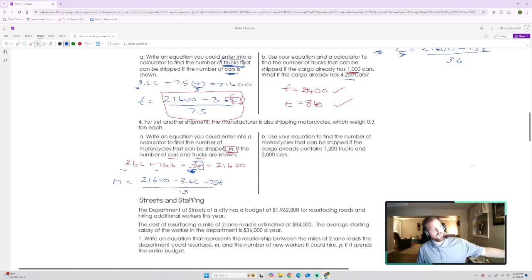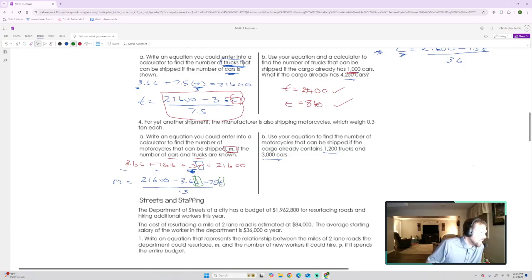And that will tell me the number of motorcycles, given that I know cars and trucks. Alright, part B says use your equation to find the number of motorcycles that can be shipped if we know that we have 1,200 trucks and 3,000 cars. Just like before, I can plug the 3,000 in for the cars, and for the T, I can plug in 1,200.